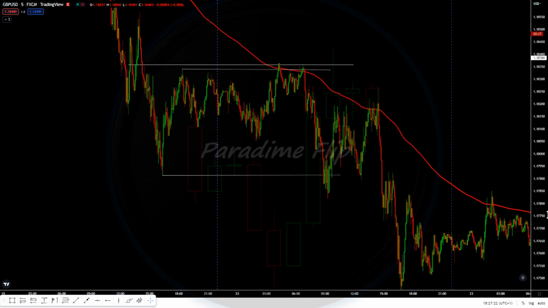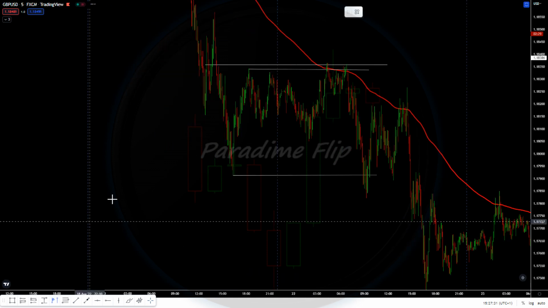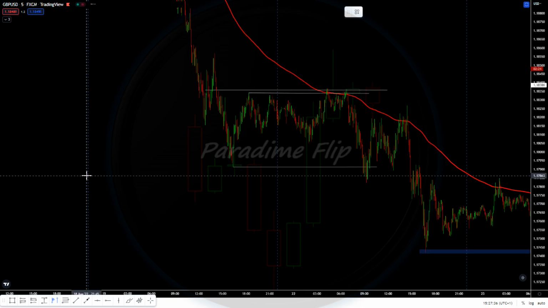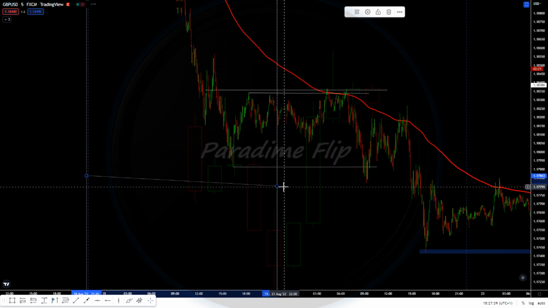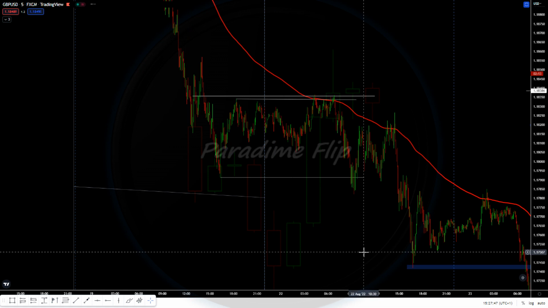Now, another area of importance that we want to mark up is an area of volume. So if I take a look at the volume that occurred on the day prior to the 22nd of August, I'm going to draw a volume profile over that day. What that's going to do is mark up the areas of highest volume within that trading session, okay?